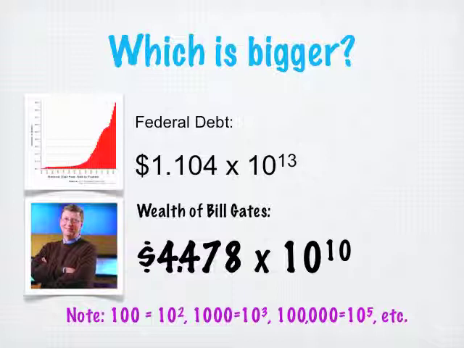One thing to note, 100 is 10 squared. That one we know. 1,000 is 10 cubed. 100,000 is 10 to the 5th. So if I have 10 to the 13th, that is 1 with 13 zeros.